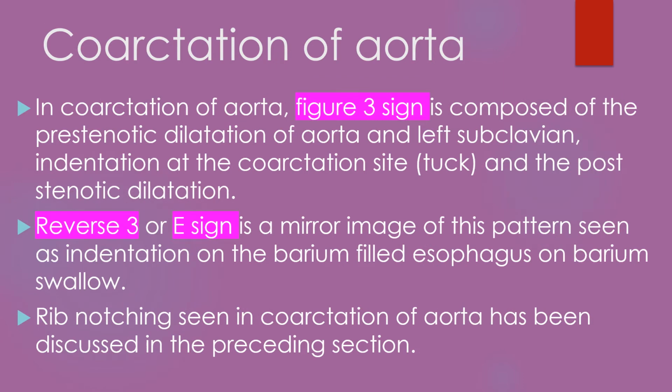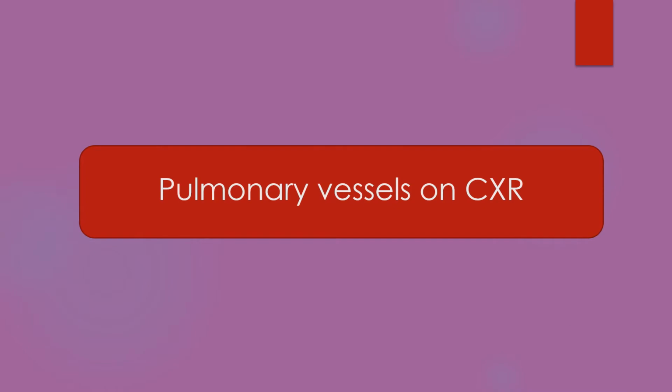Coarctation of aorta. In coarctation of aorta, figure 3 sign is composed of the post-stenotic dilatation of aorta and left subclavian artery, indentation of the coarctation site, and the post-stenotic dilatation. These three together contribute to the figure 3 sign. Reverse 3 or E sign is a mirror image of this pattern, seen as an indentation on the barium-filled esophagus on barium swallow study. Rib notching is seen in coarctation of aorta and has been discussed in preceding section. Now we will move on to pulmonary vessels on chest X-ray.